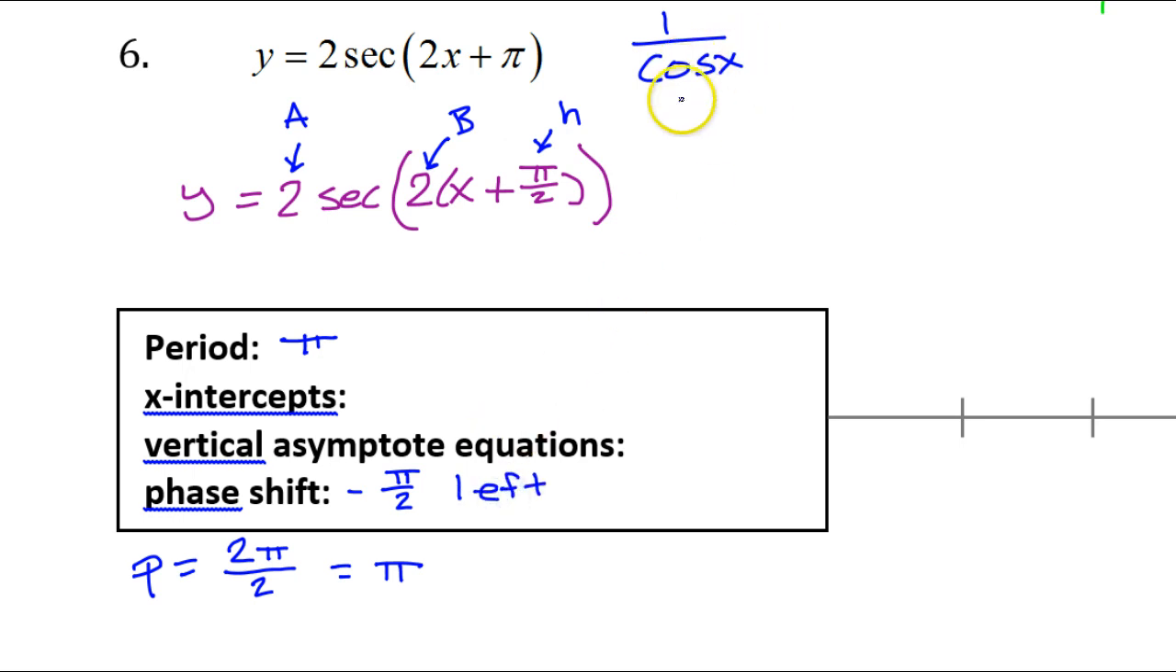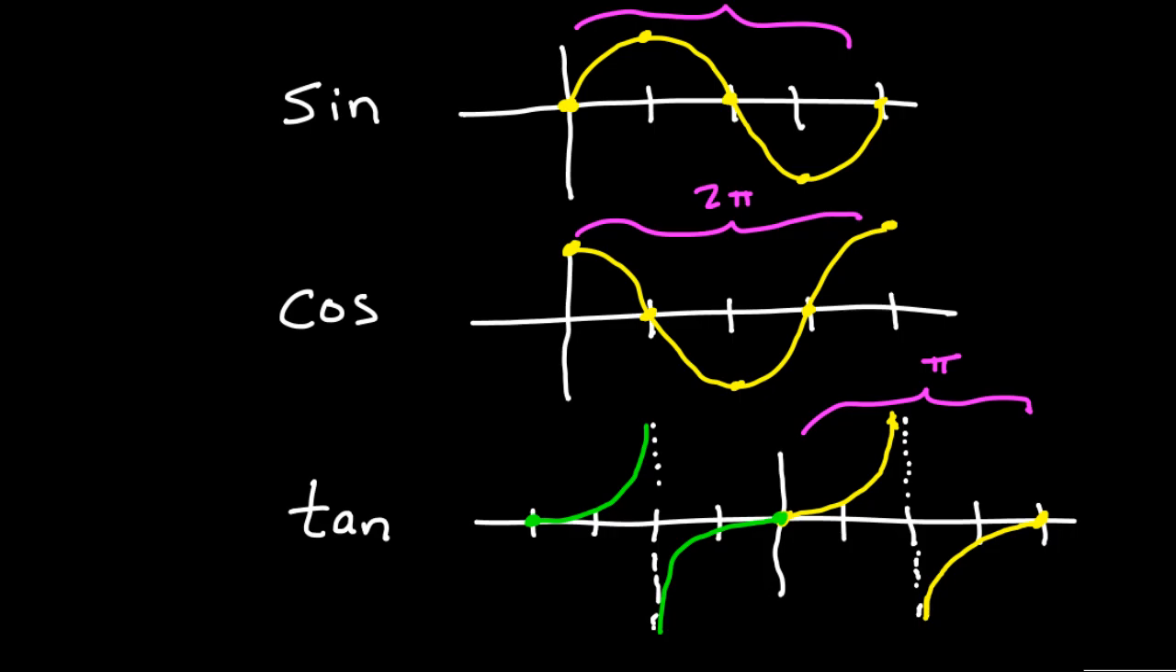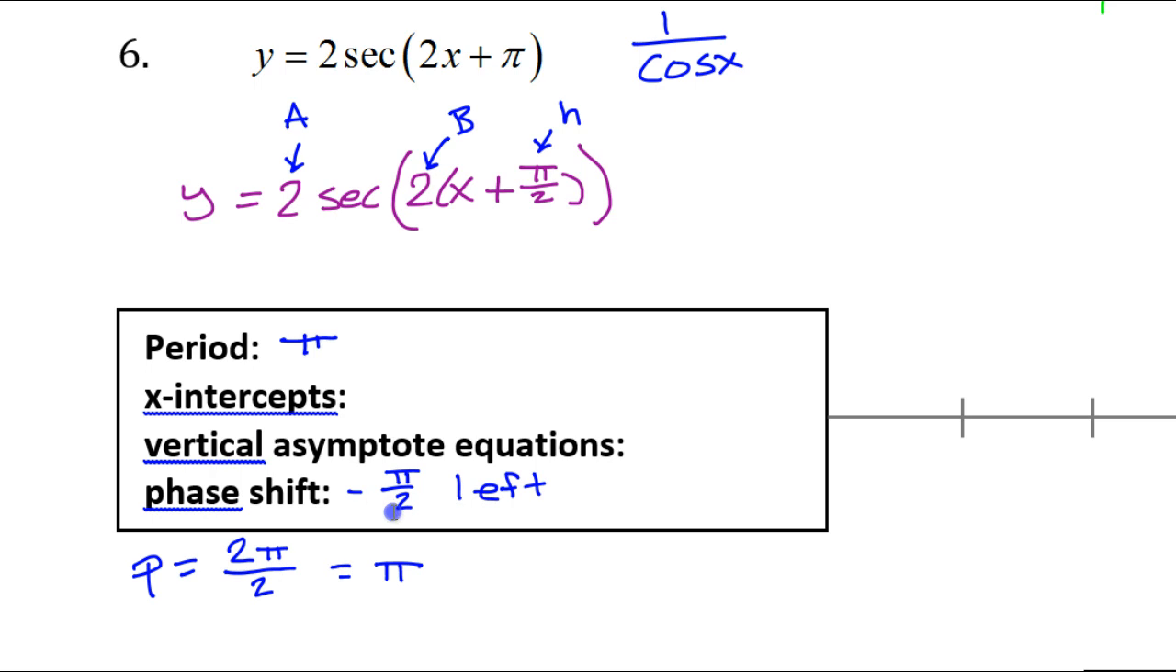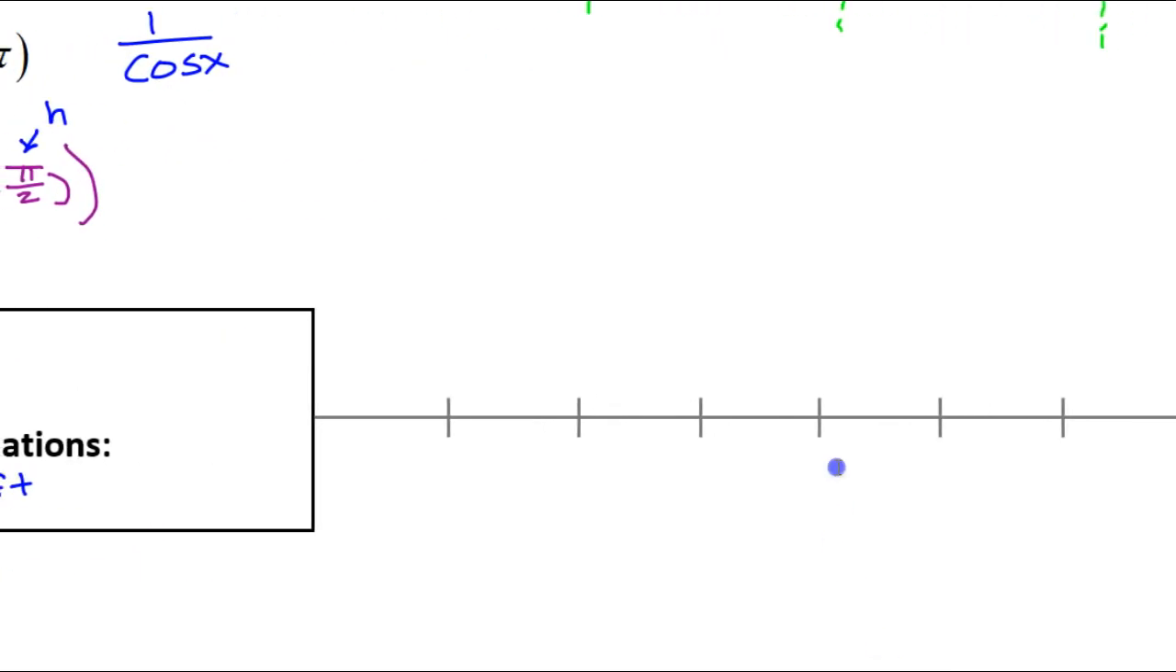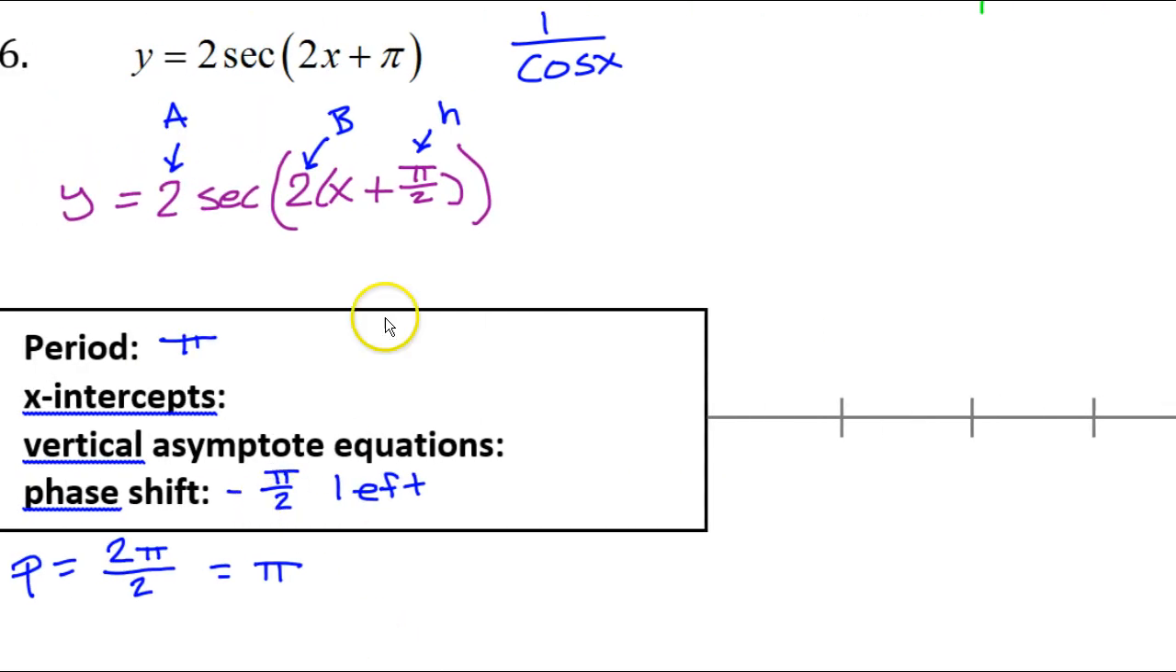Okay, so we are graphing the cosine function, and normally when we look at the cosine function, we start right at the y-axis. We start right at an x value of 0 up high. But because we are shifting pi over 2 to the left, I am not going to start at 0. I'm going to start at the phase shift, at negative pi over 2. I'm going to use this to be my starting x value. The beginning of the period will be here at negative pi over 2.